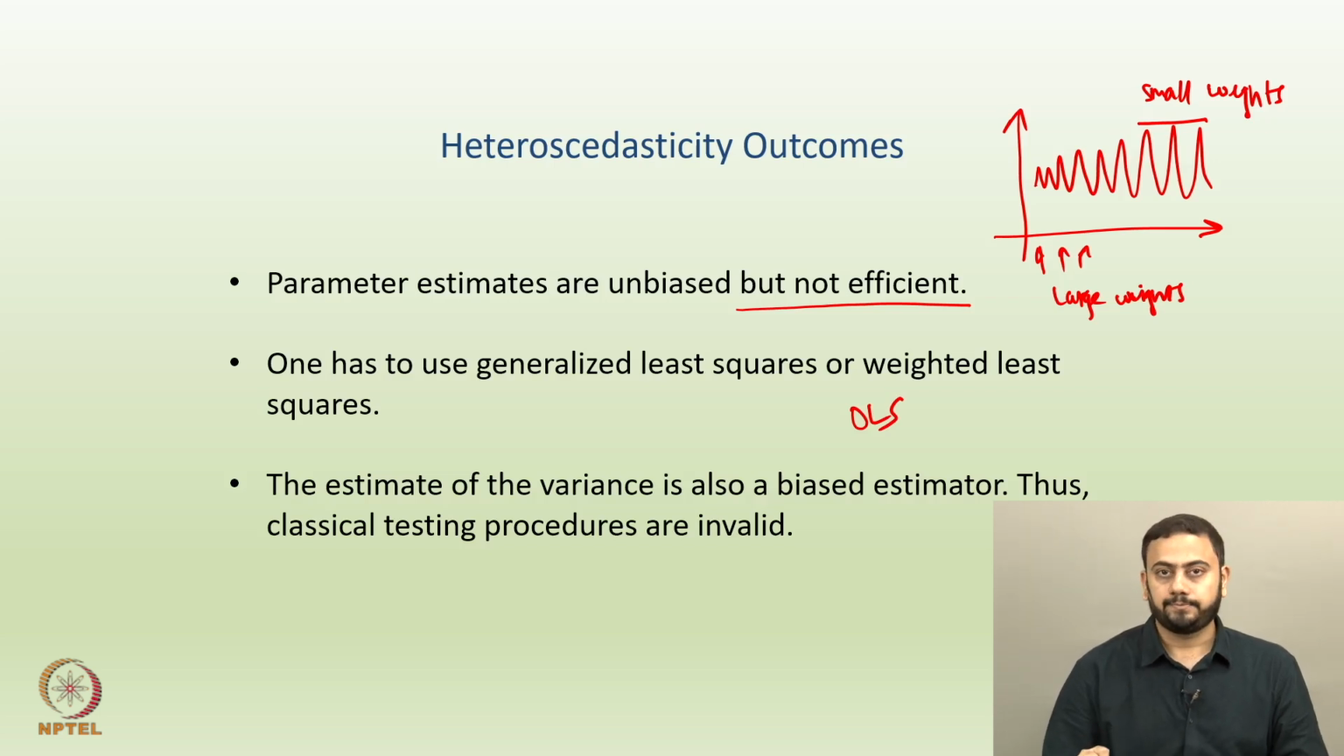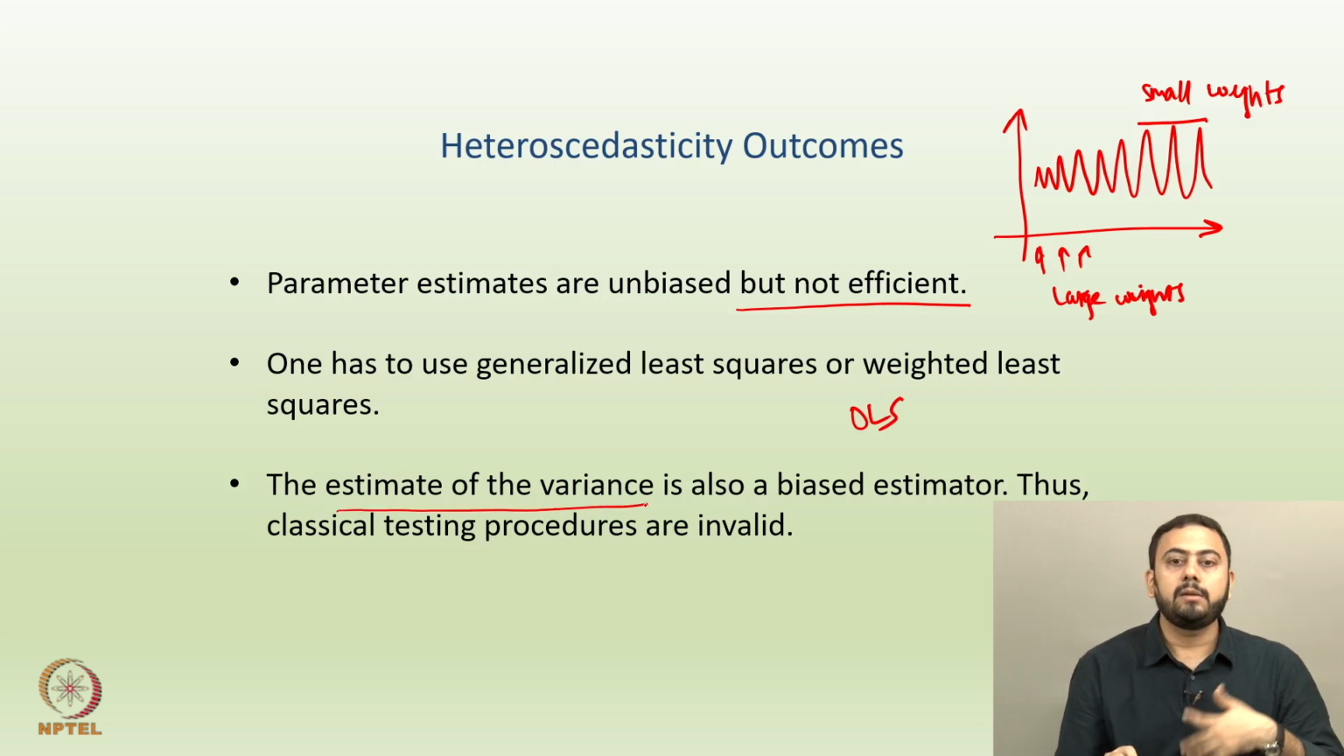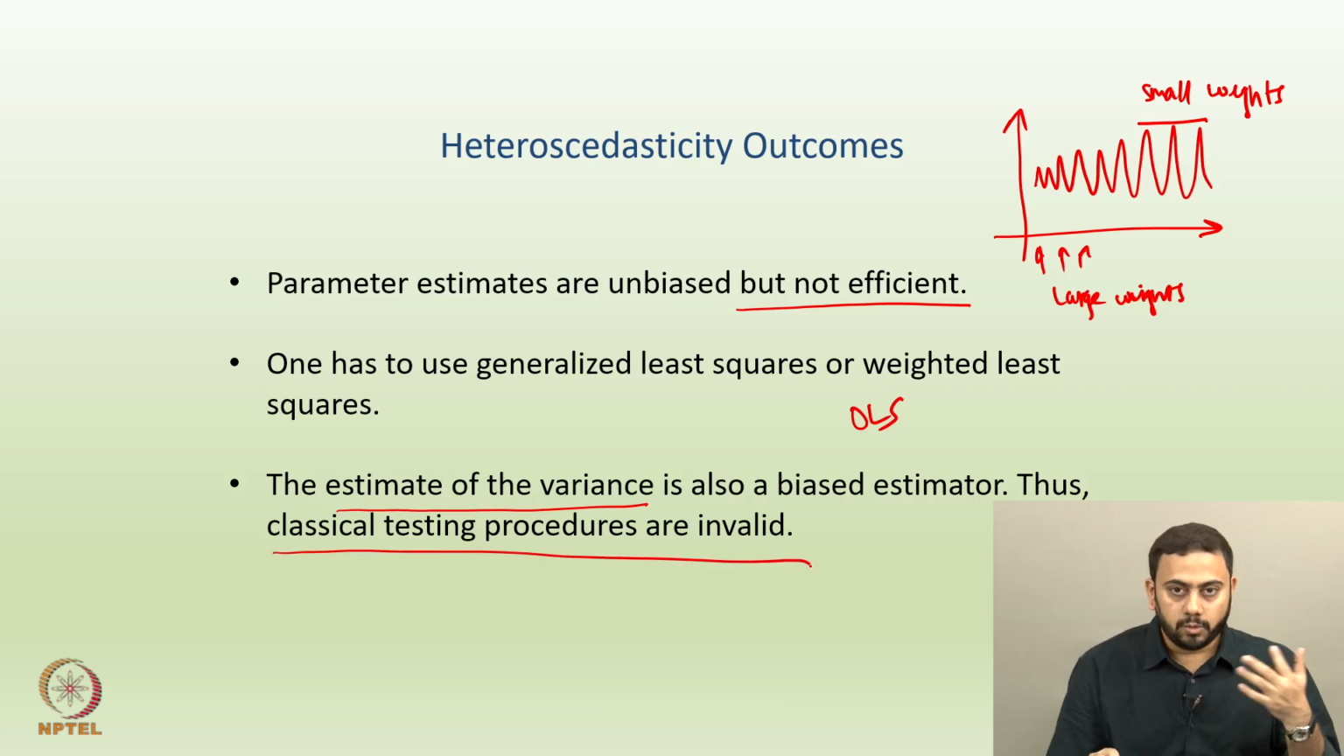And now the third one is that the estimate of the variance is also a biased estimator. Unlike when the process is stationary, where the sample variance is unbiased for the population variance, here if you estimate the variance structure, that will not be an unbiased estimator, but a biased one, which is a problem again, right. Thus classical testing procedures are invalid, because you do not have unbiasedness, you do not have efficiency and stuff like that. Okay. So, these are some important outcomes if the variance structure is indeed changing.